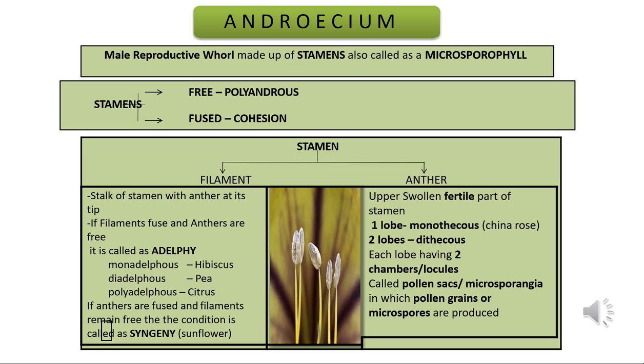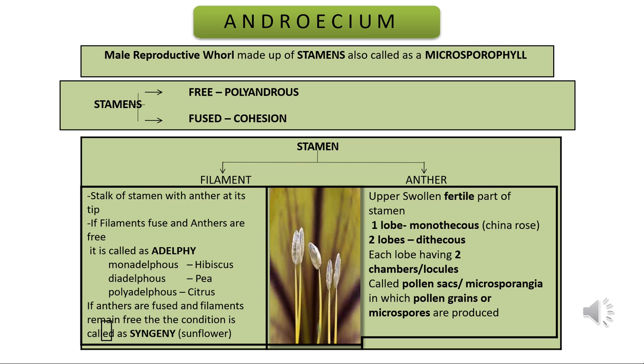Or if the stamens are present in two bundles, that condition is called diadelphous, as in pea. One plus nine, 10 stamens are present, one is separate and nine are fused together. Or into more than two bundles, that is polyadelphous condition, as in citrus. Citrus means lemon, the citrus family. There is a variation in the length of filaments within a flower, as in salvia and mustard, meaning stamens are of different length.